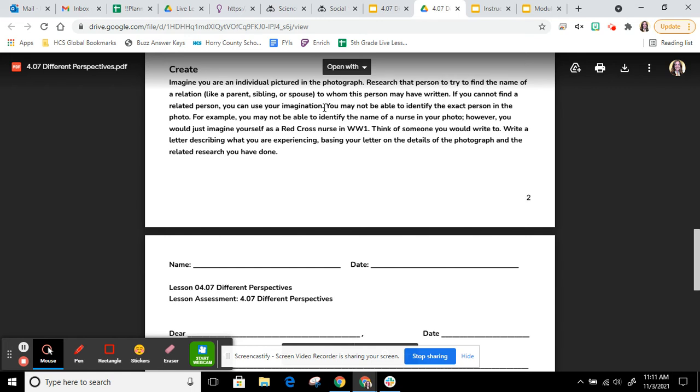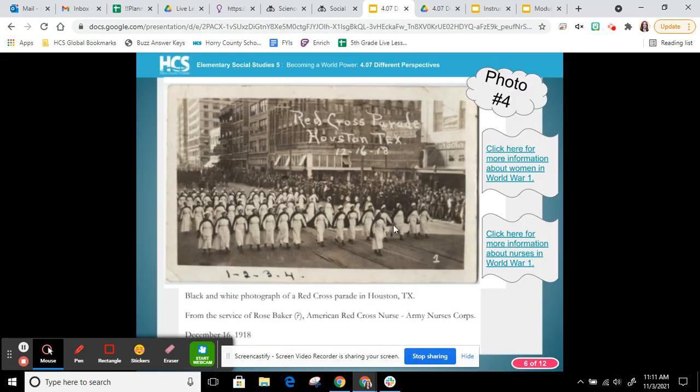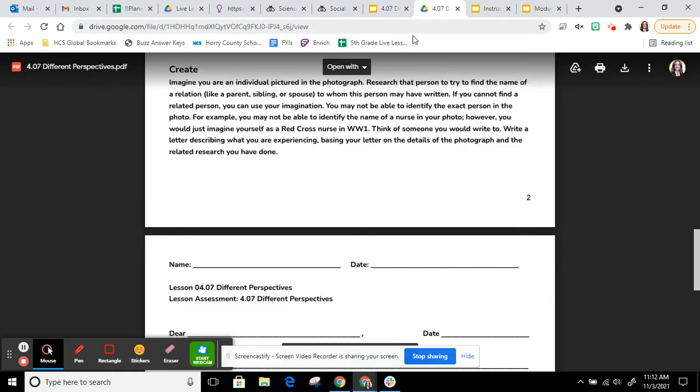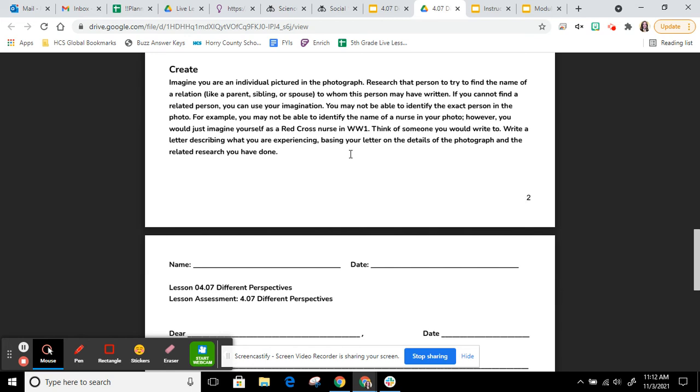You may not be able to identify the exact person in the photo, and that's okay. You might not. And in my photo, I have lots of people. I would just choose one. I don't know who is in this picture. So I might not know, but I could make it up, right? That's totally fine. What's important here is the rest of this part of the creation piece.